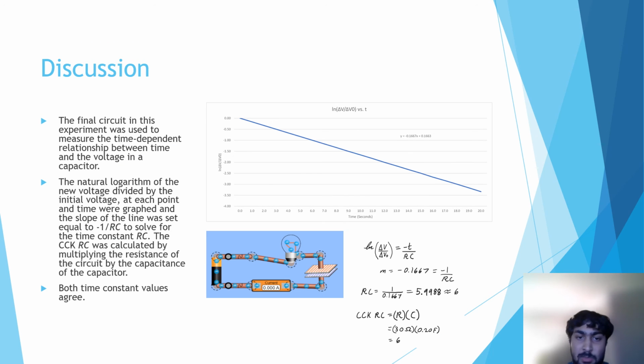The final circuit in this experiment was used to measure the time-dependent relationship between time and voltage in a capacitor. The natural logarithm of the new voltage divided by the initial voltage at each point in time is graphed, and the slope of the line was set equal to negative 1 over RC to solve for the time constant RC. The CK Circuit Construction Kit RC was calculated by multiplying the resistance of the circuit by the capacitance of the capacitor. Both time constant values agree. The calculations and graph are on the right, as well as the circuit used in this simulation.